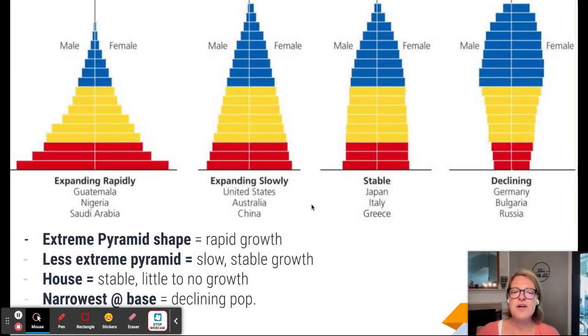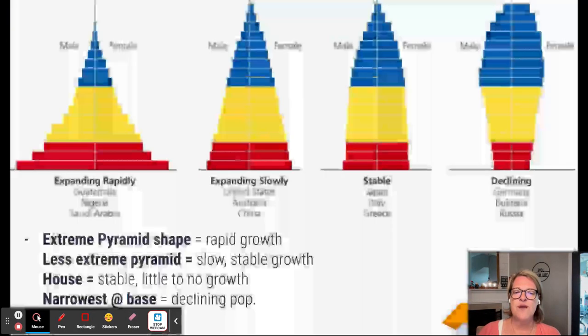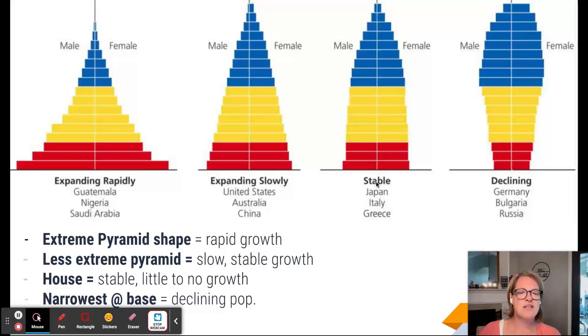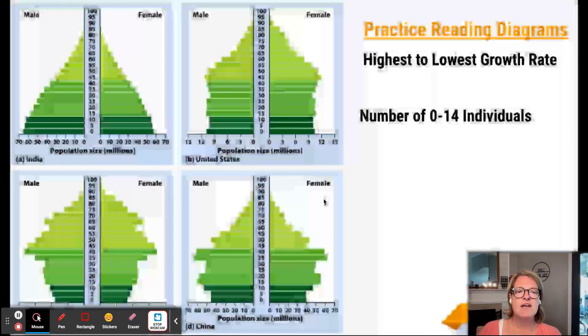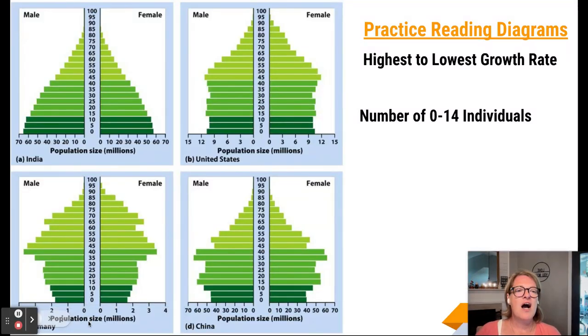Okay. All right. So again, here's just what that looks like. I kind of already talked about this. Let me go back to the previous slide. Yeah. Okay. I just want to make sure I've covered everything on these slides, and it looks like I have. Okay, so practice reading these diagrams. Looking at these diagrams, and we'll spend a minute here, which one has the highest growth rate and which one has the lowest growth rate? So take a look at that.